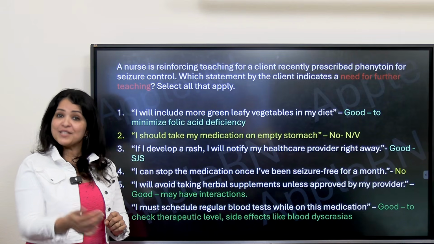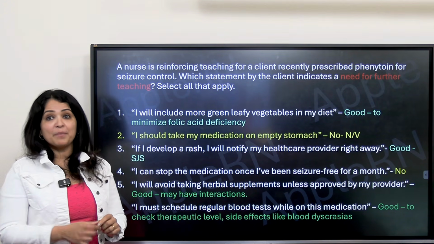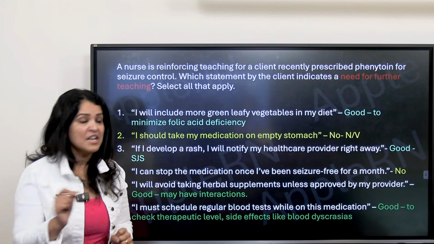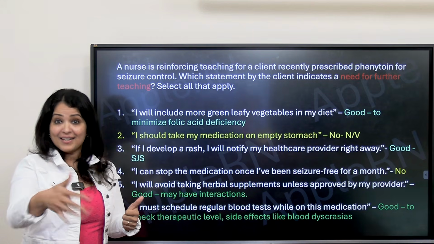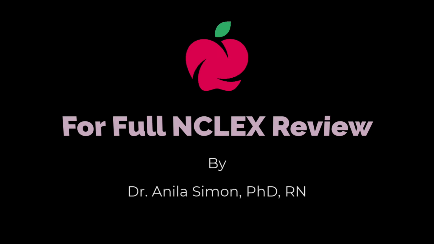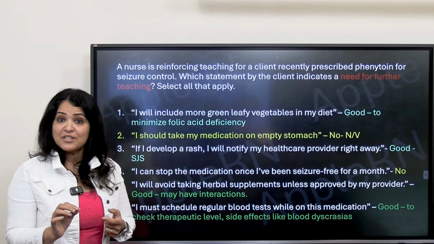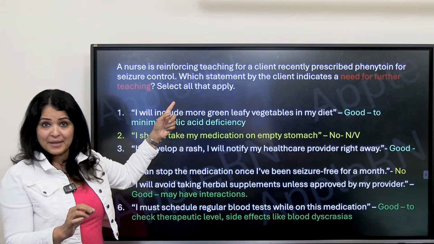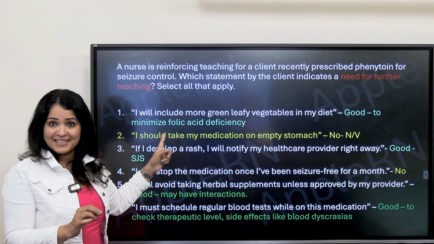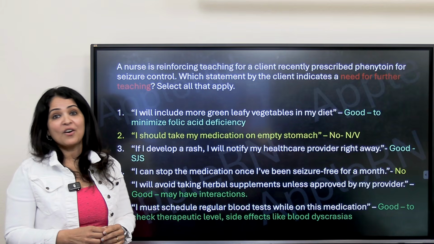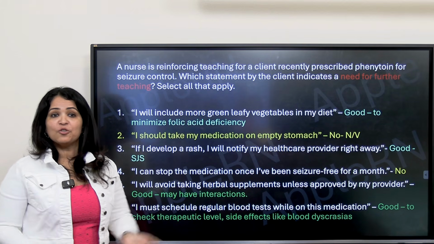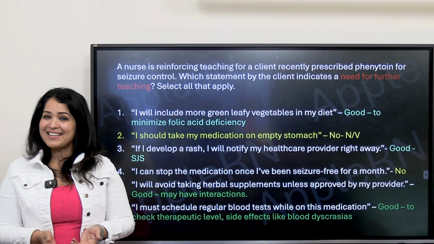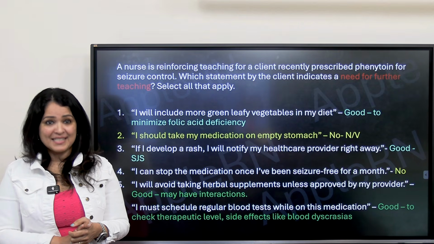So a nurse is reinforcing the teaching and we are looking for something bad, need for further teaching. First one, I will include more green leafy vegetables. Good thing to do because we want the folic acid to be there. We don't want any deficiency. So one is a good thing to do, not our answer. Why it's not our answer? Because we are looking for something bad. Now, 2 is our answer because it says I should take my medicine on empty stomach. And we know that it can cause stomach upset, nausea, vomiting, not a good thing to do. So that's our answer. 2 is our answer.